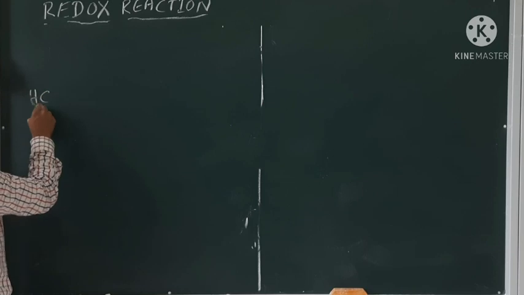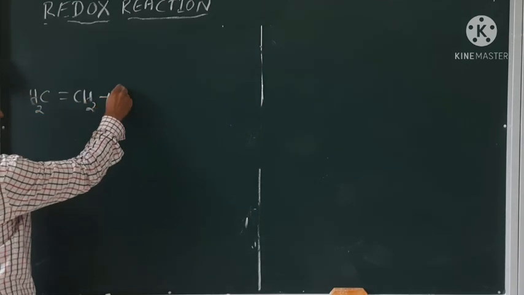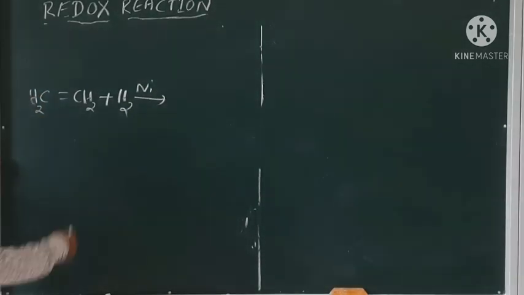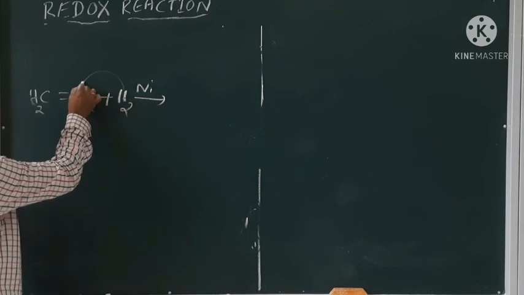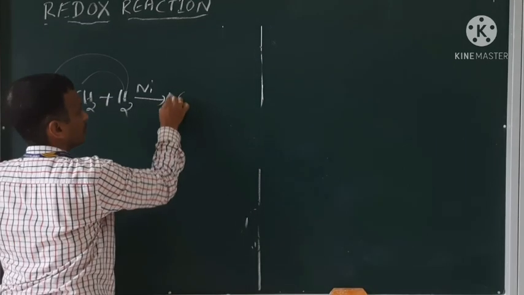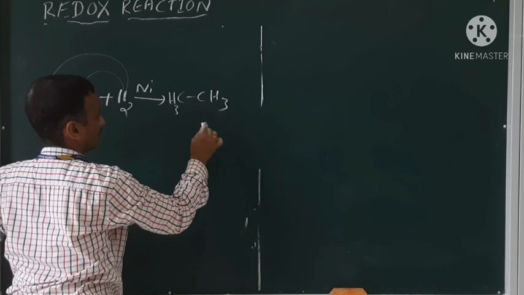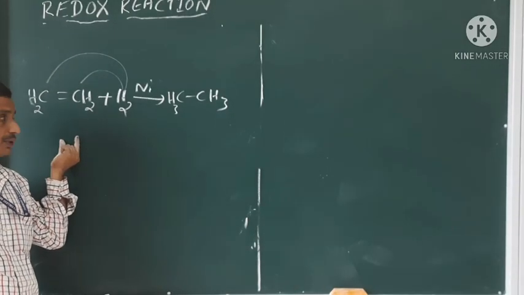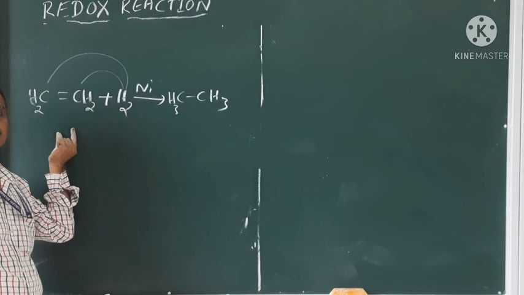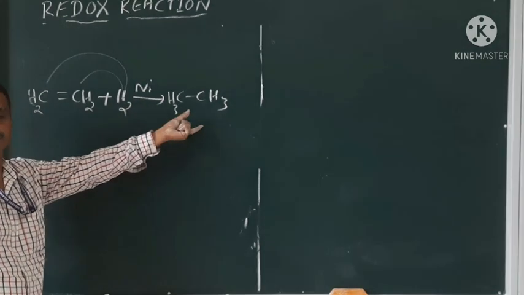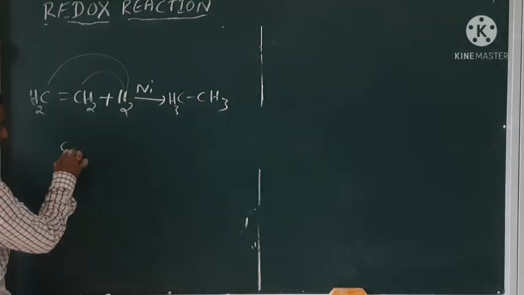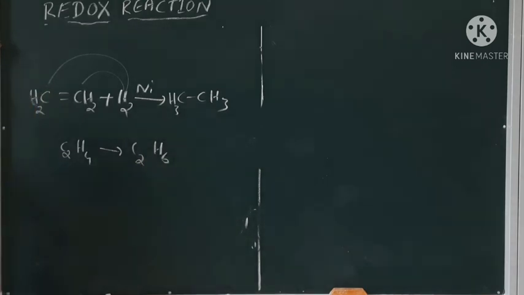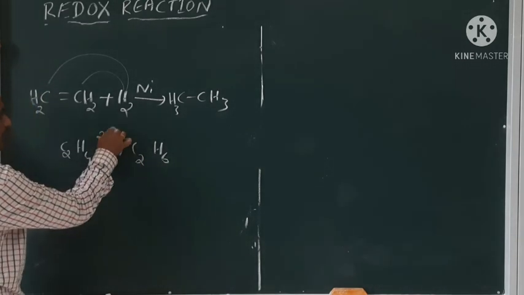This example, CH2=CH2 plus dihydrogen in presence of nickel catalyst, etc. What happens here? These two hydrogen will be added here to give CH3 alkane. You studied in the hydrocarbon chapter, alkene undergoes reduction with hydrogen. And what is happening here? So C2H4 was there. Here C2H6 is present on the product side, means 2 hydrogen are extra.